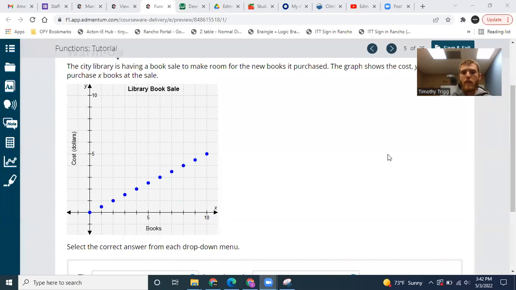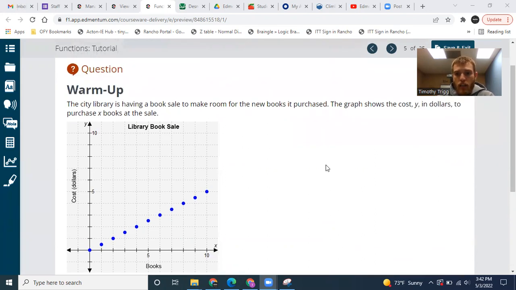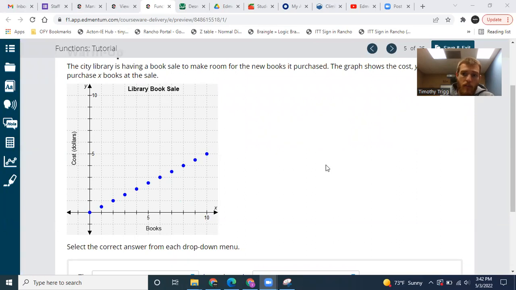Hello, math students. Today we're going to be going over the second lesson in the second unit. This one, we're talking more about functions and how they work. We already talked a little bit about some of that in the previous lesson, but we're going to go into it a bit deeper and just follow along.